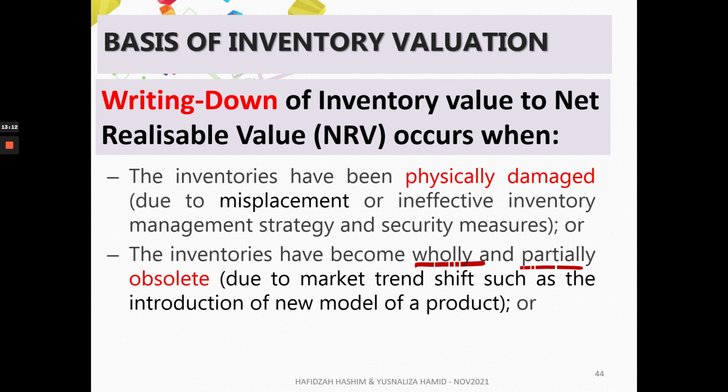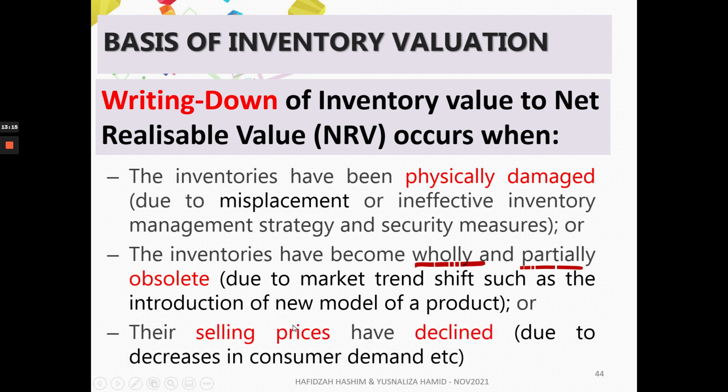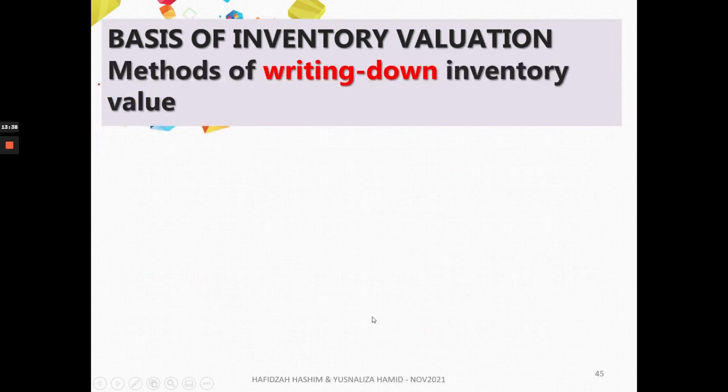in trend. Next is their selling price may have declined. The selling price of the inventories may have declined due to decreases in demand from the customers. So when there is no demand, normally the selling price would have to be reduced to attract more demand. So that has happened, and this is because of consumer power.